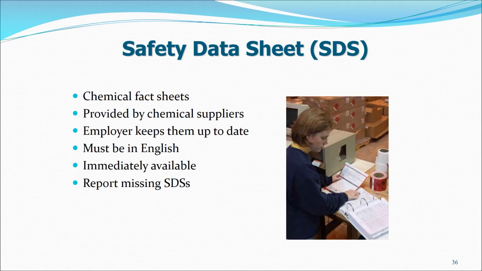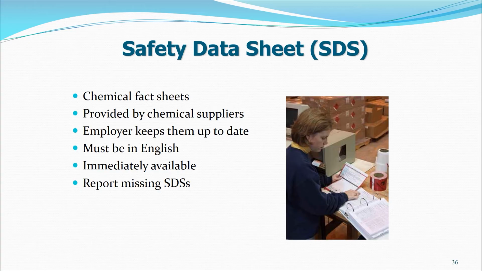Labels provide an immediate hazard warning, but you can find detailed information about a chemical's hazards on its safety data sheet. A safety data sheet, or SDS, is a fact sheet for a hazardous chemical. There must be an SDS available for each hazardous chemical in the workplace. Chemical suppliers provide the SDSs, but the employer is responsible for making sure the SDSs being used are kept up to date. The SDSs must be in English, but the employer may have copies in other languages as well.